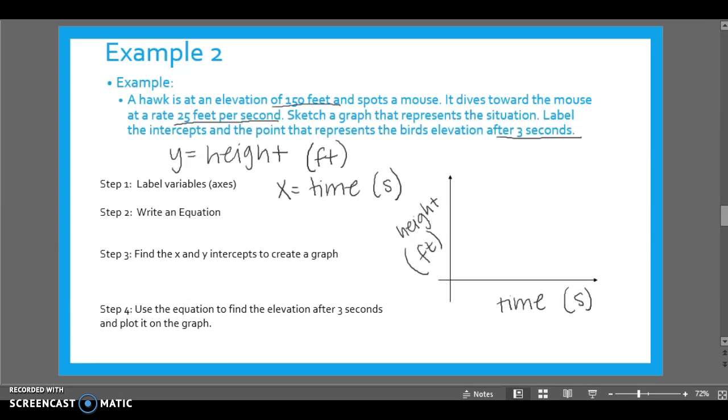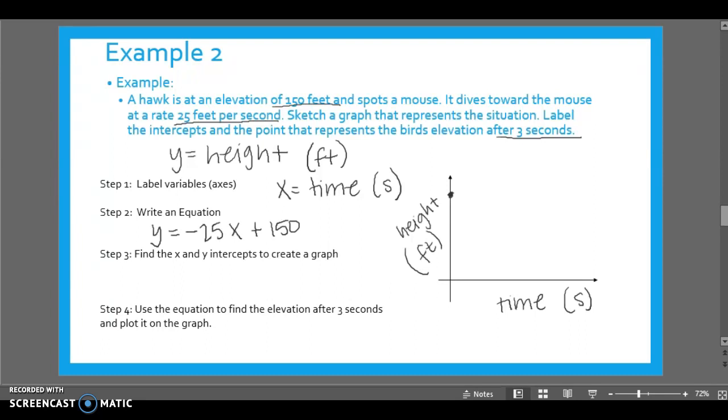Write an equation. So we're going to use just our regular y equals mx plus b. If he's diving towards the mouse, he starts up here at 150 feet, right? That's his starting point at 0. He's diving towards the ground at a rate of 25 feet per second. So he's losing height, right? So he's losing 25 feet per second.